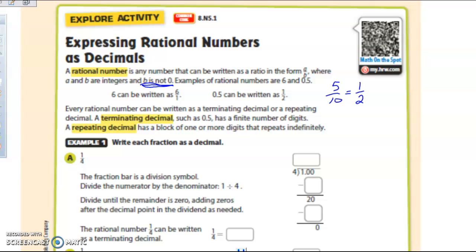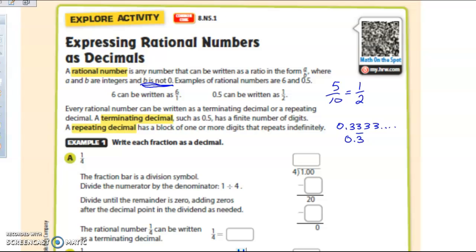Every rational number can be written as a terminating decimal or repeating decimal. A terminating decimal, such as 5/10, has a finite number of digits, meaning it stops, it terminates. A repeating decimal has a block of one or more digits that repeats indefinitely. Say if I have 0.3333 and it keeps on going, that is called a repeating decimal. Many times you see a repeating decimal written like this, and since the 3 is repeating, there's a little line over the top of it.